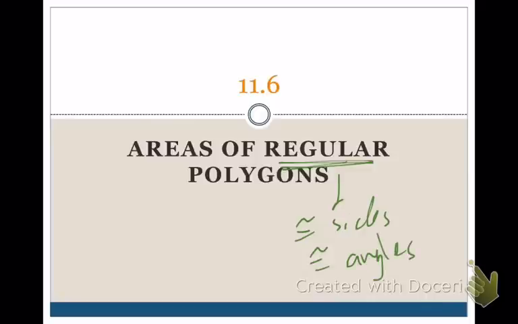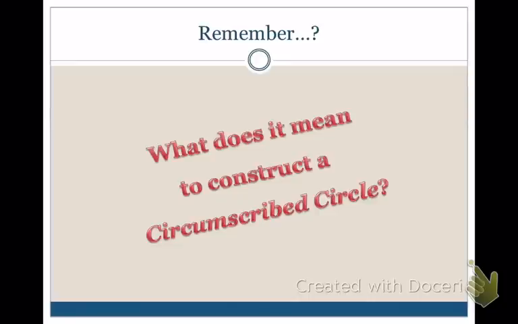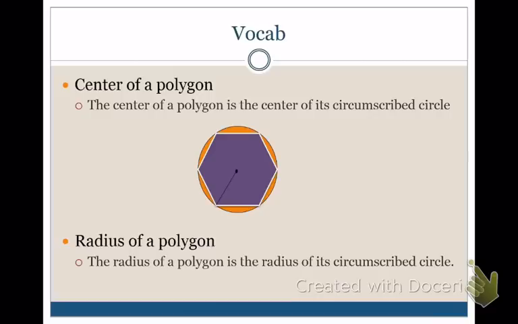That's going to help us as we develop the formula here. Okay. Remember first when we were back in chapter 2, circumscribing circles, right? What did it mean to circumscribe a circle? And circumscribe means to draw around, right? So if we're going to circumscribe a circle, that means we're going to draw a circle around something. And the something here is going to be a regular polygon.